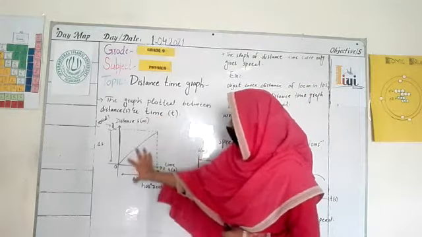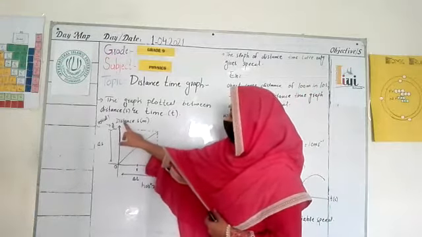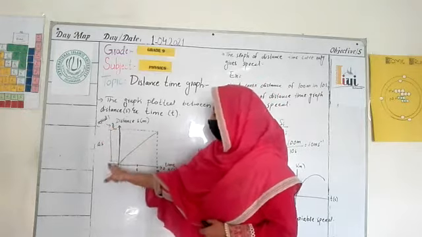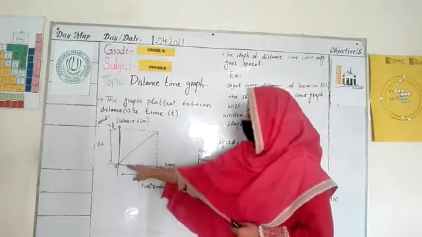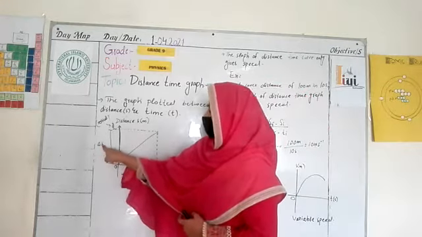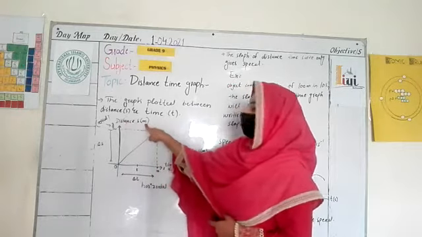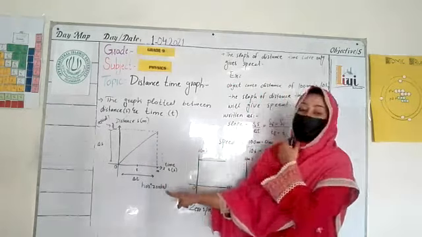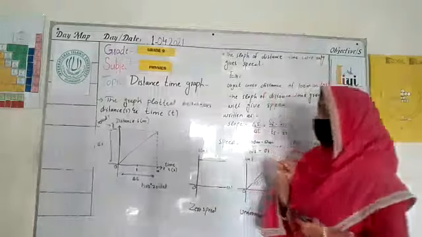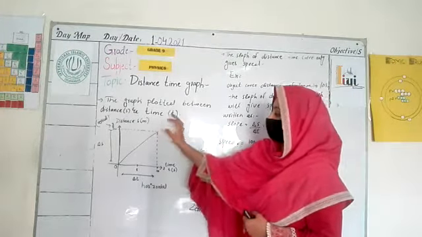This is the graph I represent here in front of you. Distance is present on the y-axis, which is vertical, and time is present on the x-axis, which is horizontal. This is the change in distance and that is the change in time. Distance is shown in meters, and time is shown in seconds. So we say that the graph is plotted between the distance and the time.